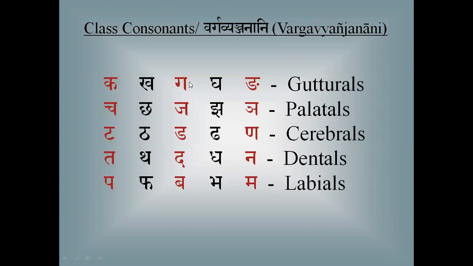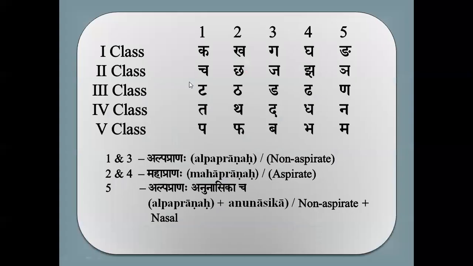Okay. So now we have seen the Uchcharana Sthanam of class consonants. And here this slide shows the aspirate, non-aspirate. You can see the first class, second class, third class, fourth class, fifth class, and all the consonants in the classes are written. And 1, 2, 3, 4, 5. That one denotes the first letter of all the classes. Ka, cha, ta, ta, pa.